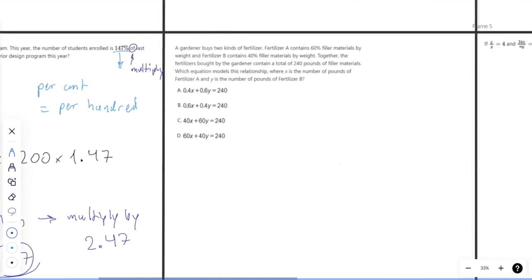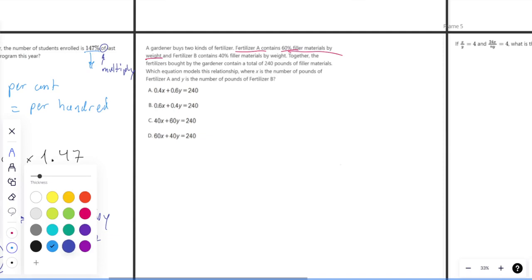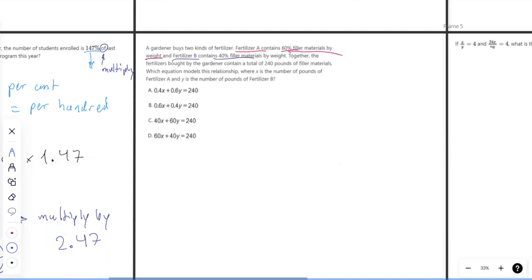All right. Next math question we got here. A gardener buys 2 kinds of fertilizer. Fertilizer A contains 60% filler materials by weight. I'm actually going to underline that. It makes it easier to keep track. A contains 60% filler materials by weight, and B contains 40% filler materials by weight. Together, they contain a total of 240 pounds of filler materials. Which equation models this relationship?